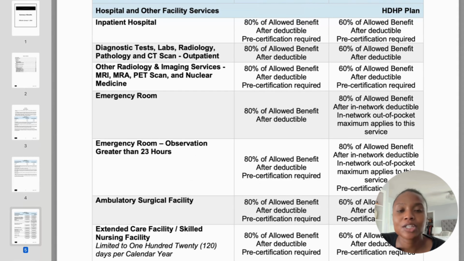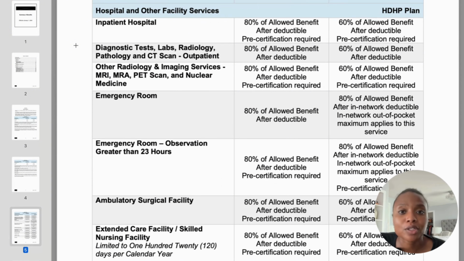Now, this next section of the SPD lists the services covered by your plan, and it does so by rolling them up in a high level service, which is in blue here, and then specific services for those services in the white and gray rows beneath it.